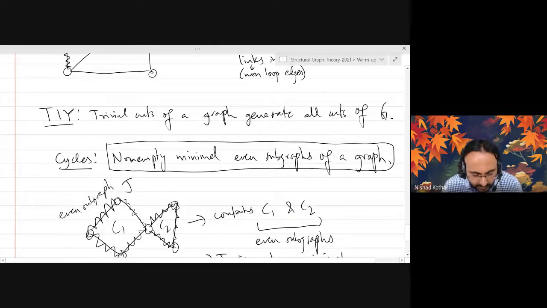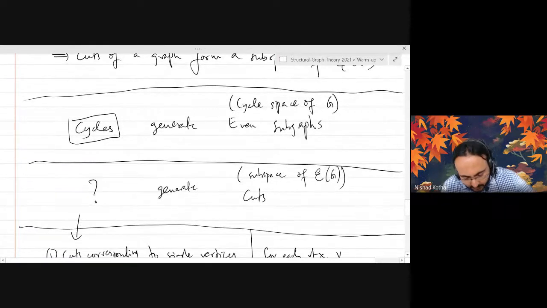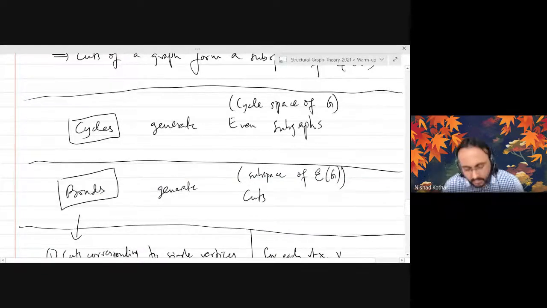It turns out that these generate all the cuts of the graph. So the bonds of a graph generate all the cuts of the graph, and that is why this is called the bond space of the graph.